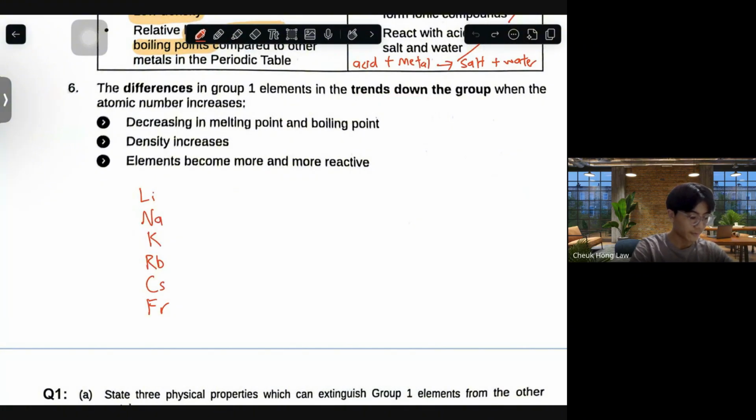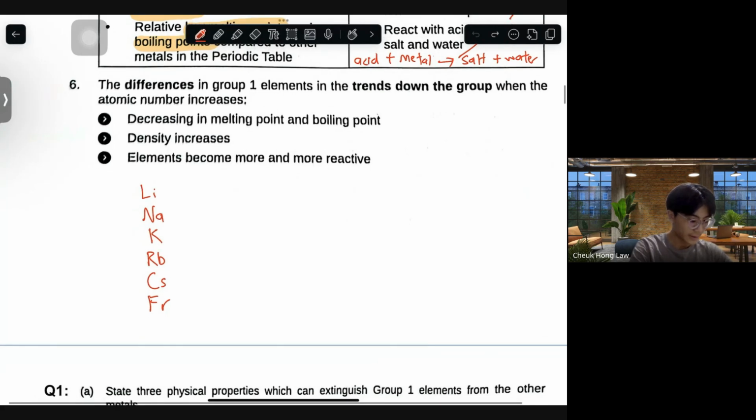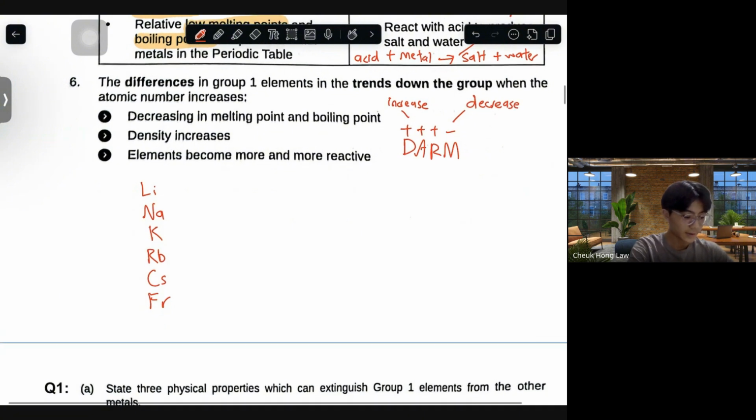I have a memory shortcut for this. Okay, so it's DARM, plus, plus, plus, minus. Okay, so your plus means increase. Your minus means decrease. Okay, so this is the easiest way to remember for your trends down the group. So we start with D. D is density.